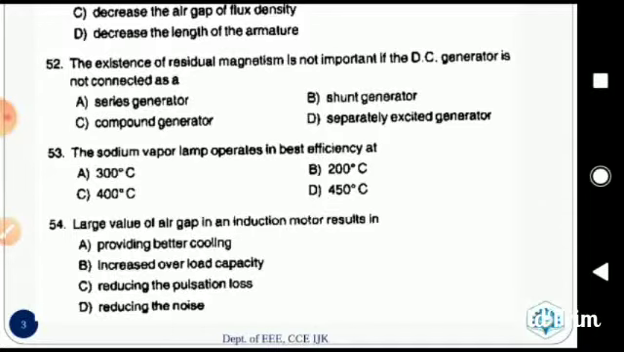The large air gap provides better cooling. It provides increased overload capacity. It reduces the pulsating losses and also reduces the noise. Overload capacity is the ratio of maximum output to the rated output.